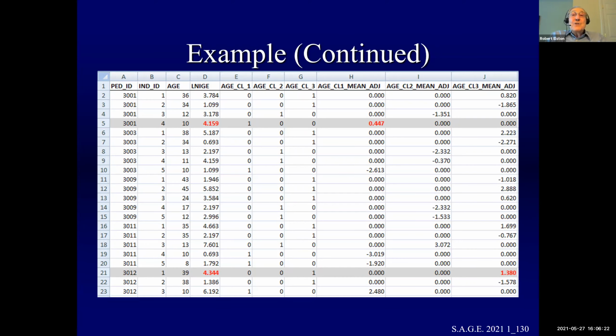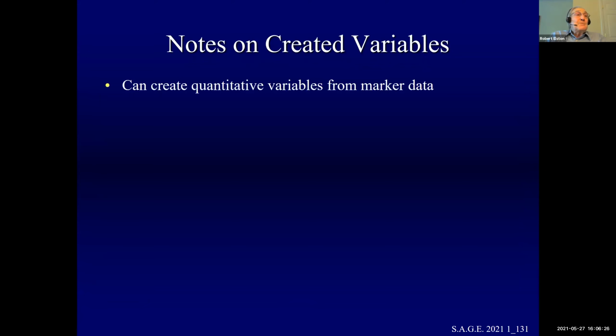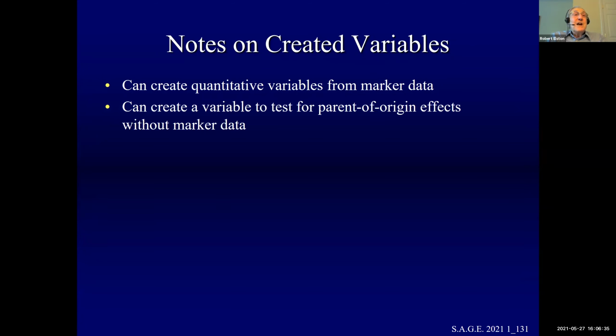Okay. A few notes on these created variables. You can create quantitative variables from marker data. As I said before, you can say, I want it to be dominant, I want it to be recessive, or I want it to be additive, and it will create variables that basically say that. We'll talk about that later. It can create a variable to test for parent of origin effects without marker data, which is really interesting how it does that. So you'll know whether it's maternal or paternal just from the data structure and knowing the sexes of all the individuals. It will also generate a transmitted allele indicator. We'll see how that is exceedingly useful for certain tests later on.